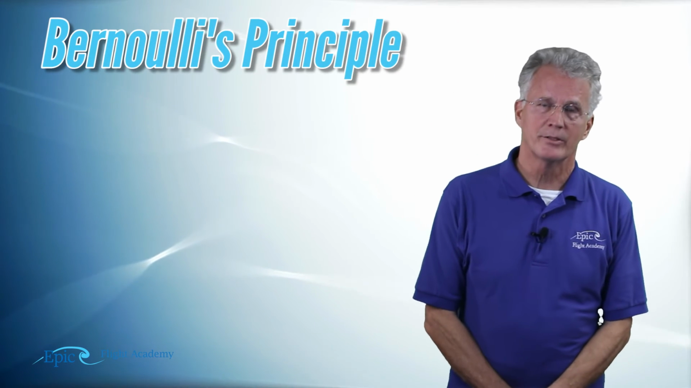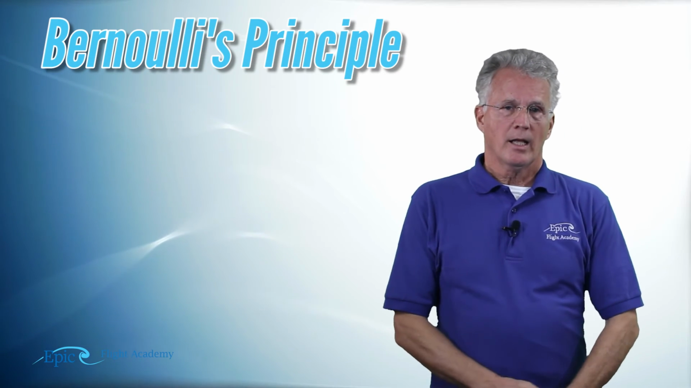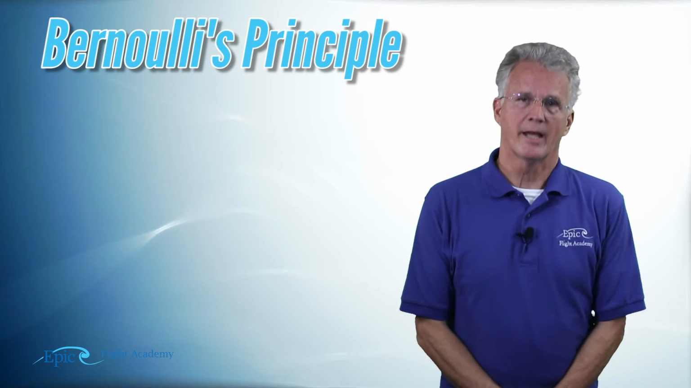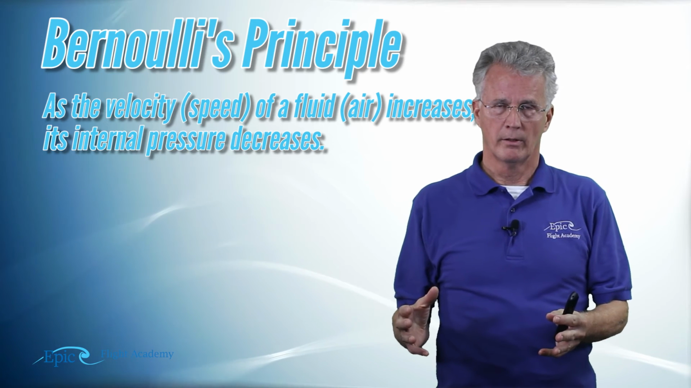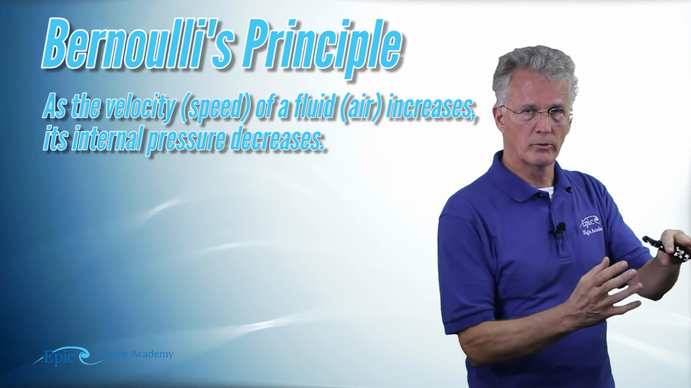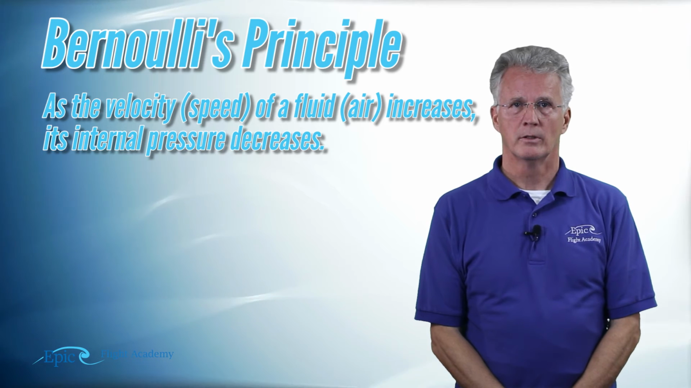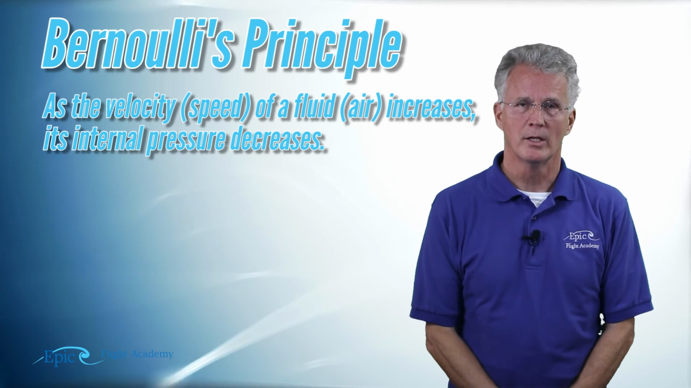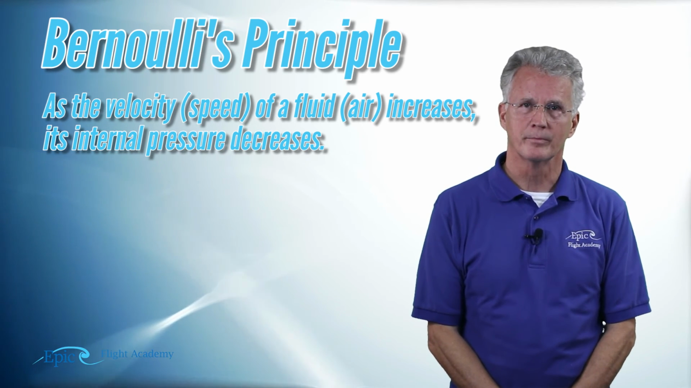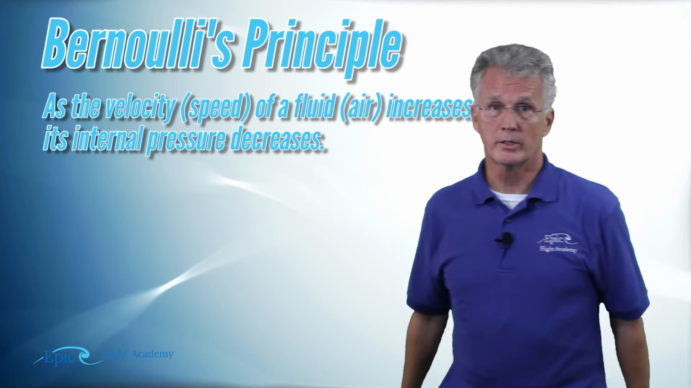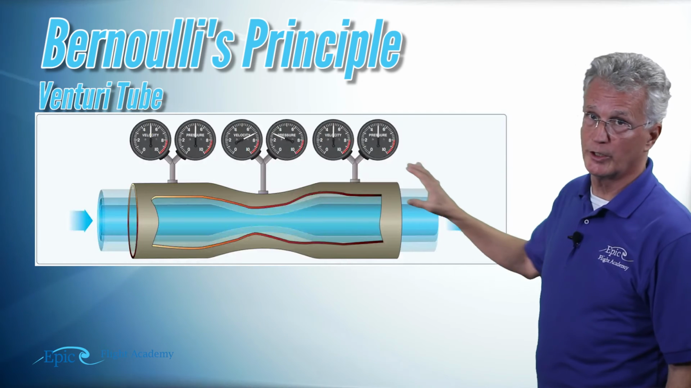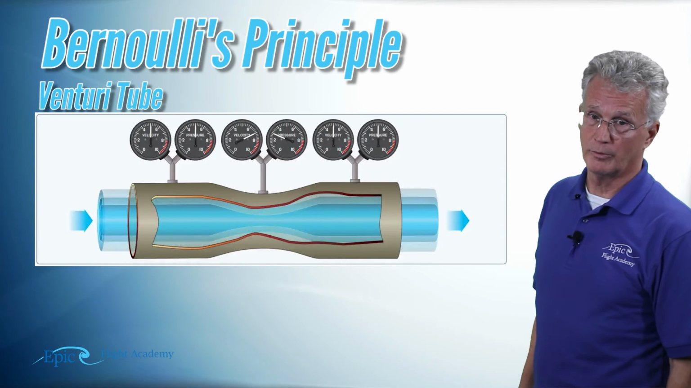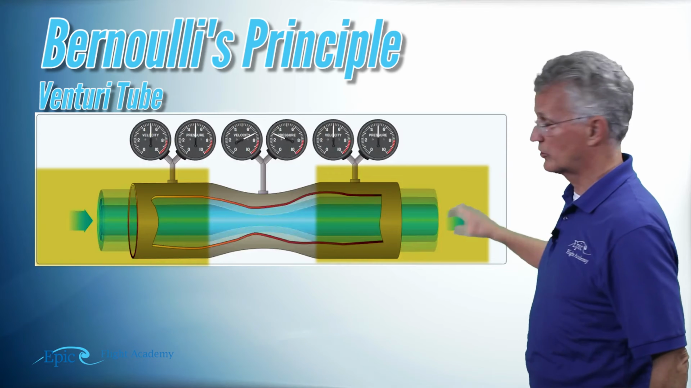Let's take a look at Bernoulli. Bernoulli was an Italian scientist, and he came up with this idea that if you take this fluid that we call air and you accelerate it through a constriction, its pressure and temperature changes. Now that's a pretty interesting idea. Well, here's an example of it graphically. This is called a Venturi tube. The Venturi tube is wide at both ends and constricted in the middle.